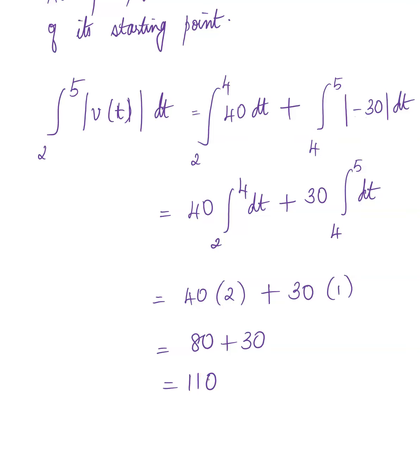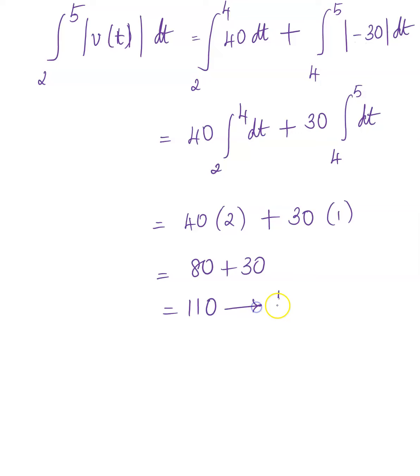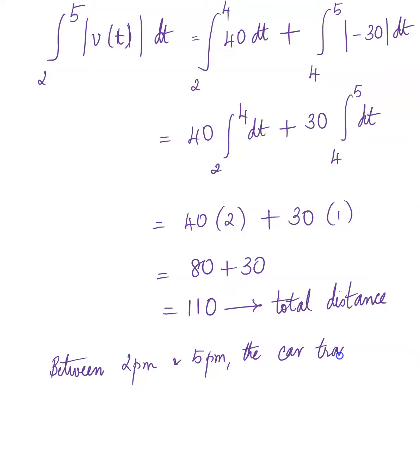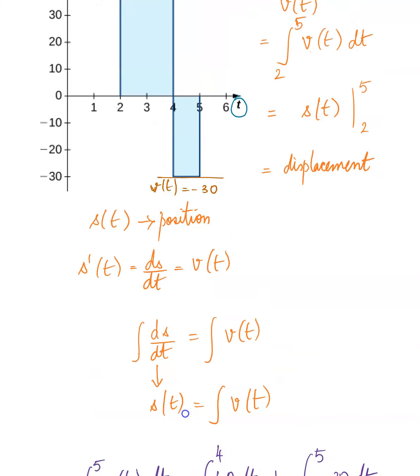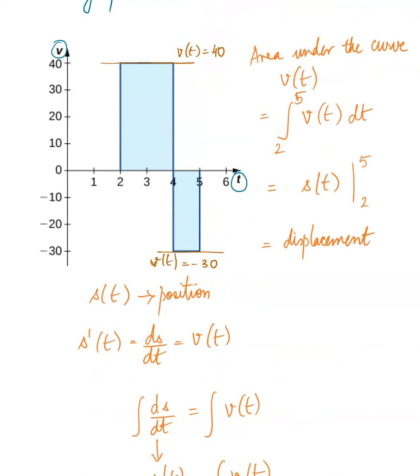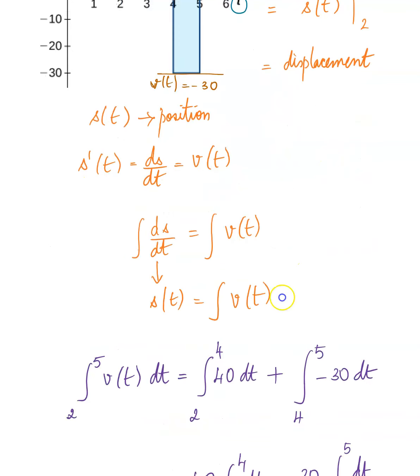What does this mean? Because this is the total distance, it doesn't matter in what direction it went, you can say between 2 p.m. and 5 p.m. the car traveled a total of 110 miles. On the other hand, here it gave us the net displacement. So if you looked up and down, the net displacement came out to be 50.